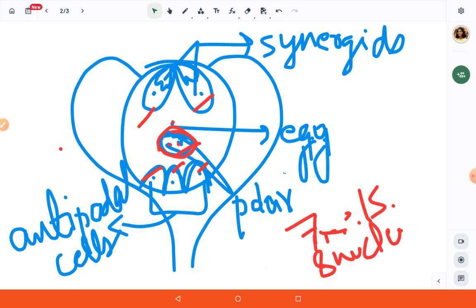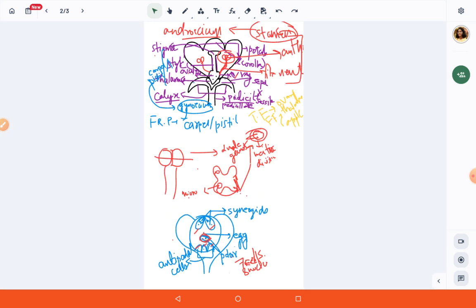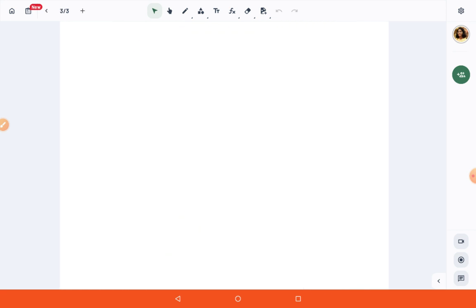Alright. Now let us come to the female. Now we are ready to understand the pollination process. Now I will tell you how pollination takes place. It's a very interesting process. This was clear now very much. Let's move to another page.